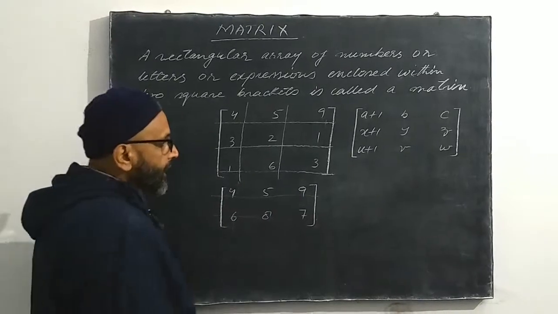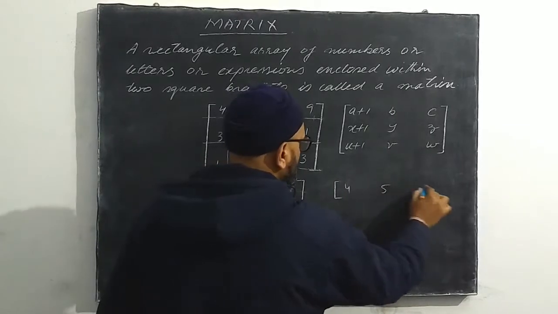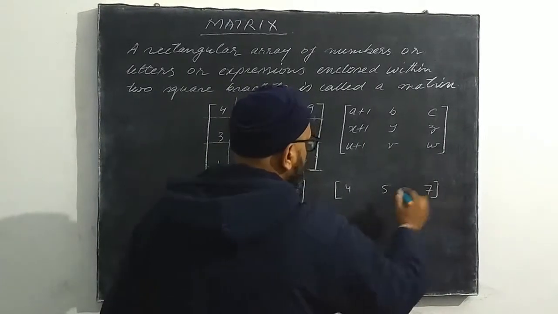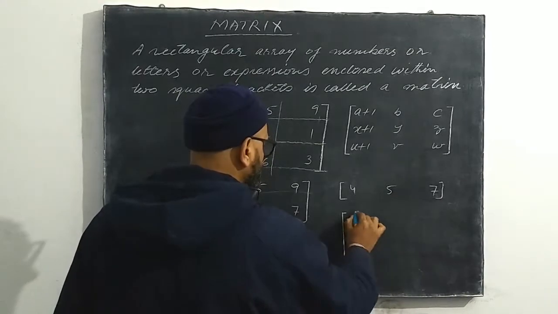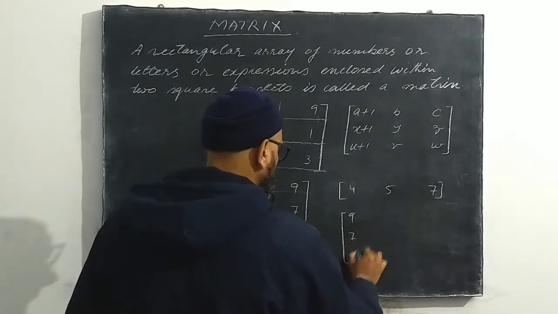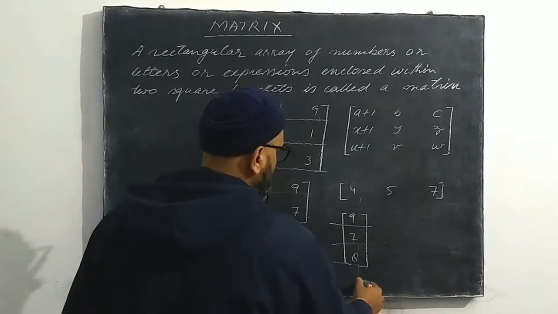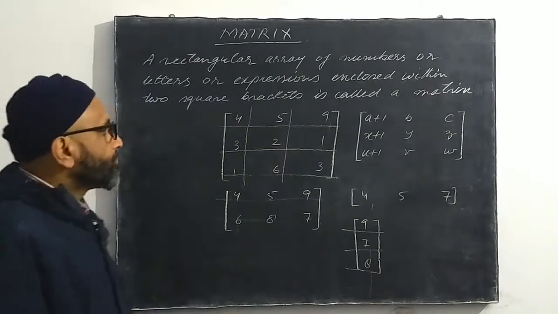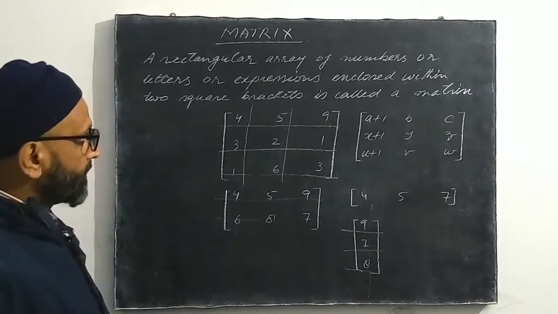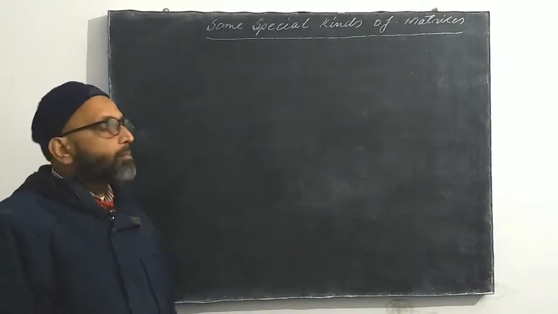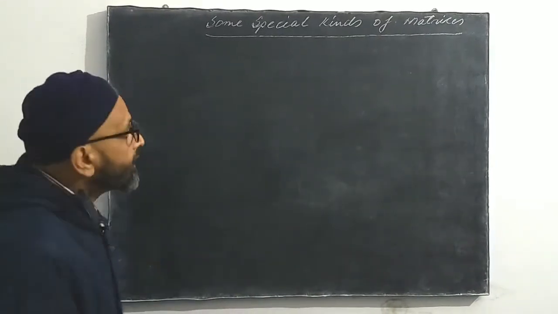In the same way, a matrix may have only one row and three columns, or one column and three rows. These are rows and there is only one column. So this is the basic concept of a matrix. Now we are going to discuss some special kinds of matrices.